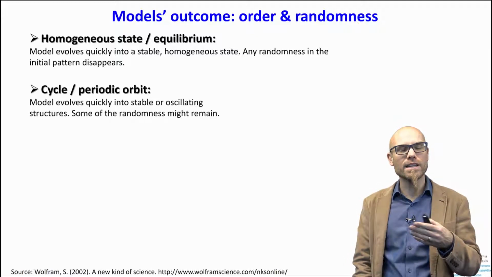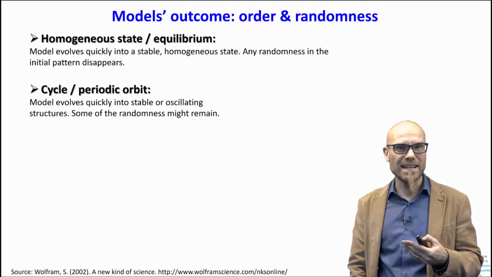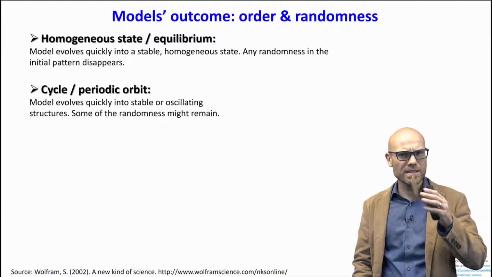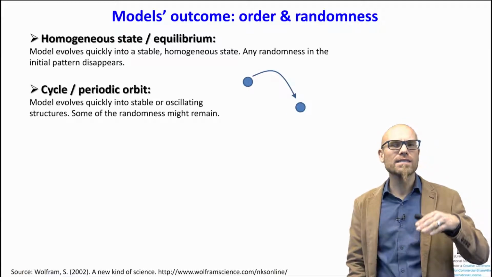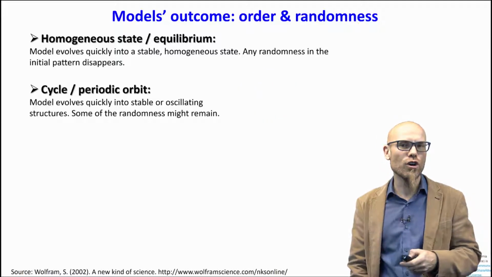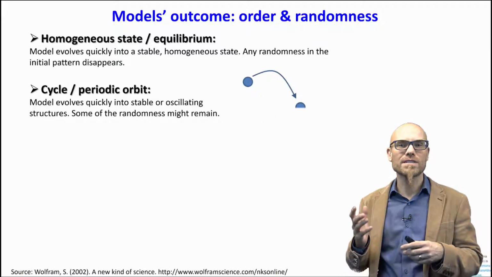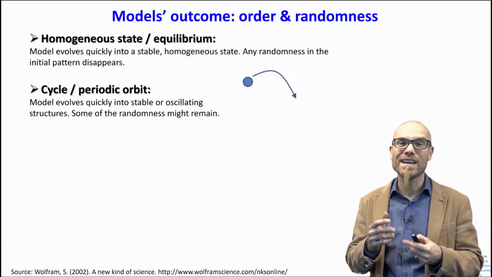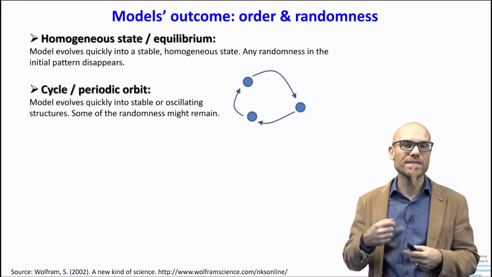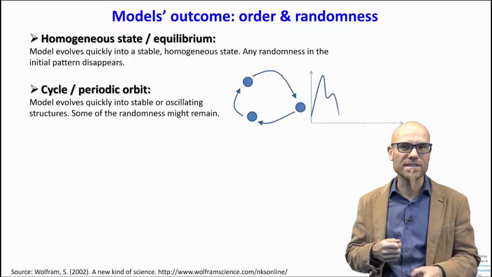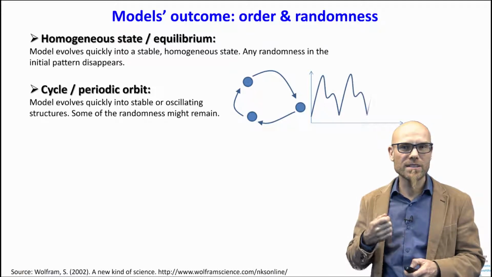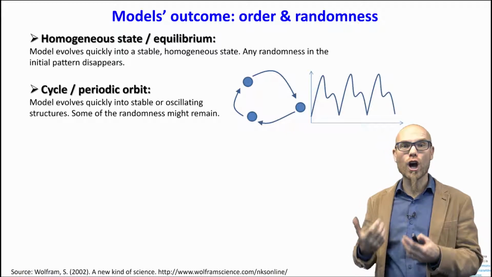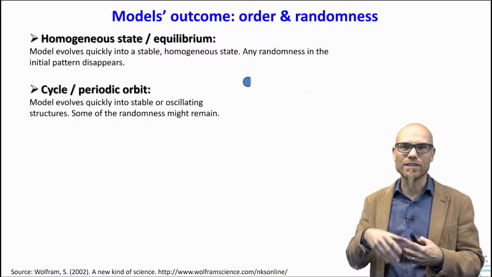So the model evolves quickly into a stable or oscillating structure. Some randomness might still remain, but there is a clear cycle with it, what is called a periodic orbit. So for example, you have day and night, and day and night, that's a periodic orbit. Or you can have 3 different states, it oscillates among these 3 different states, or you have winter, spring, summer, fall. Or in the economy, some kind of cycle goes up and down.